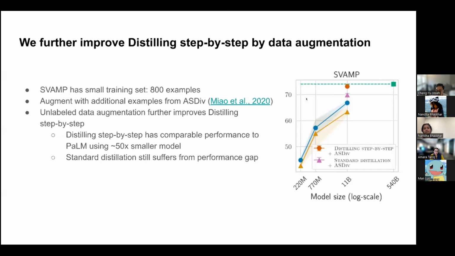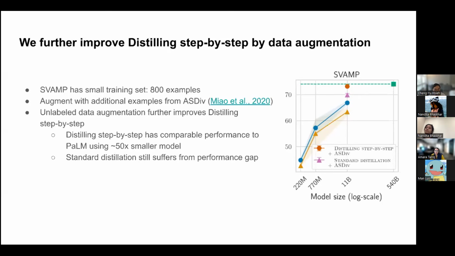After augmenting the SVAMP dataset, we see a huge performance jump from distilling step-by-step, catching up and achieving comparable performance to the few-shot prompted large language model baseline. But if we look at standard distillation, even if we use additional data points, there's still a performance gap to the few-shot prompted baseline. So here we're seeing that by incorporating the large language model's rationale, distilling step-by-step can more efficiently make use of unlabeled data to train a more capable task-specific model.